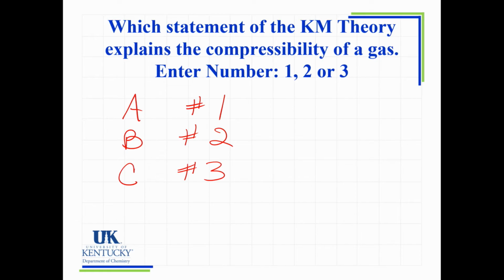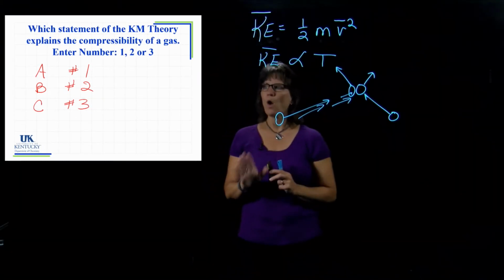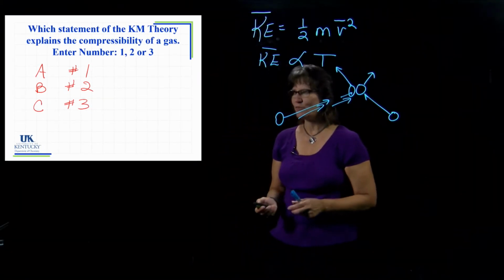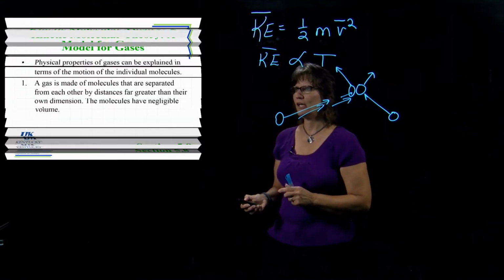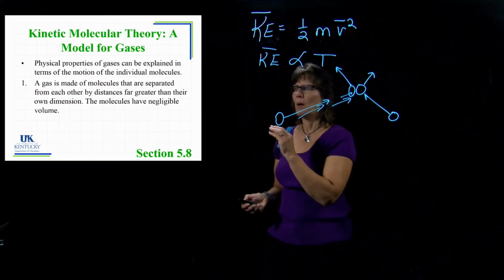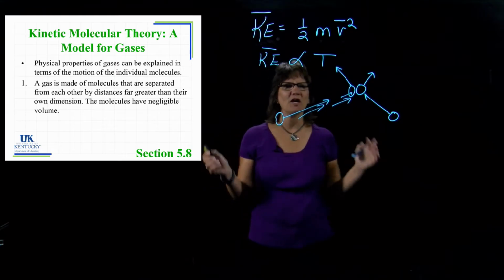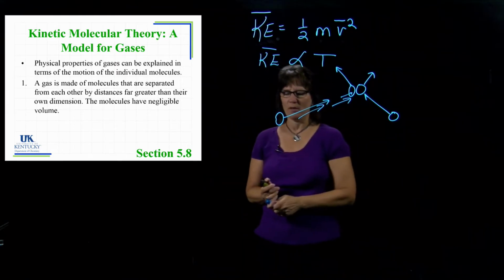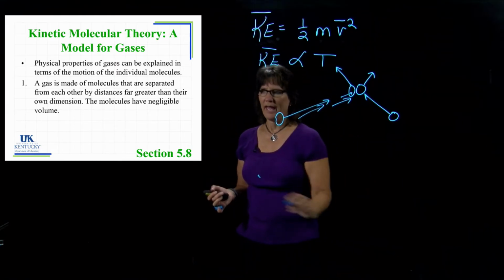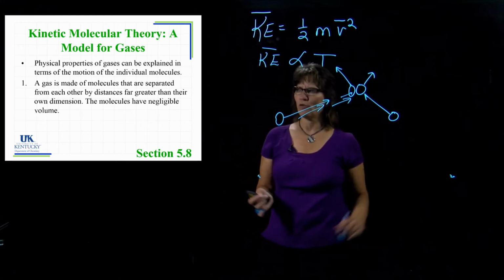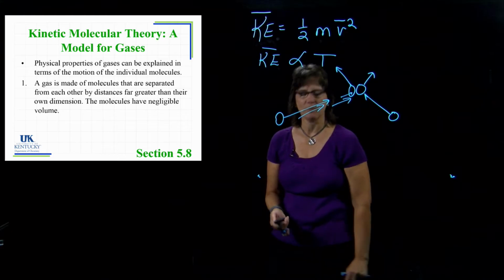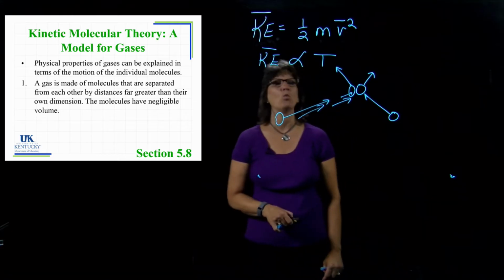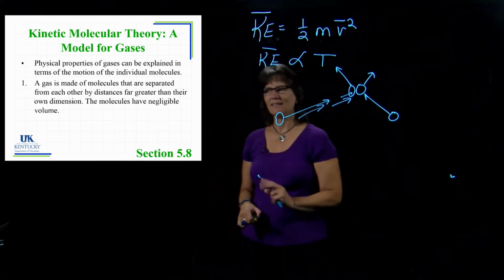Okay, did you choose A? If you chose A, you're correct. What was statement A? Well, let's flip back and look at statement A real quick. There it is. Molecules are separated by very, very big distances between them. So if one is here and one is two rooms over, it's easy to push them together and make them take up less space. That will define why they are easily compressible.